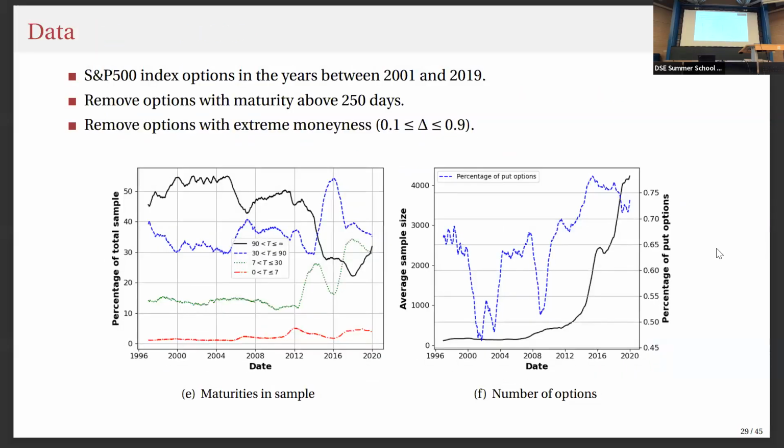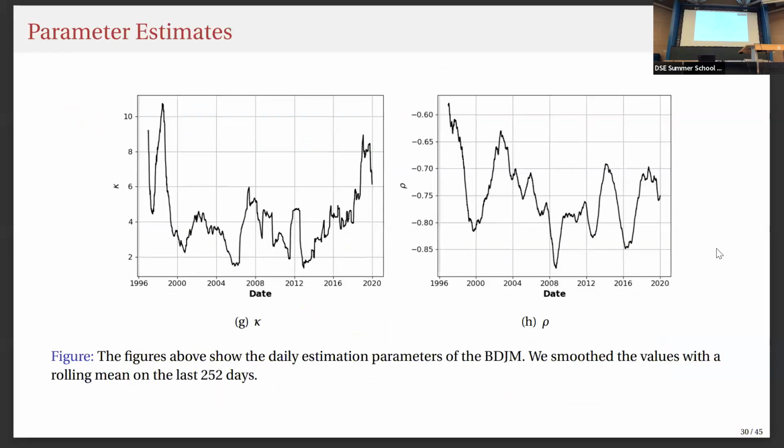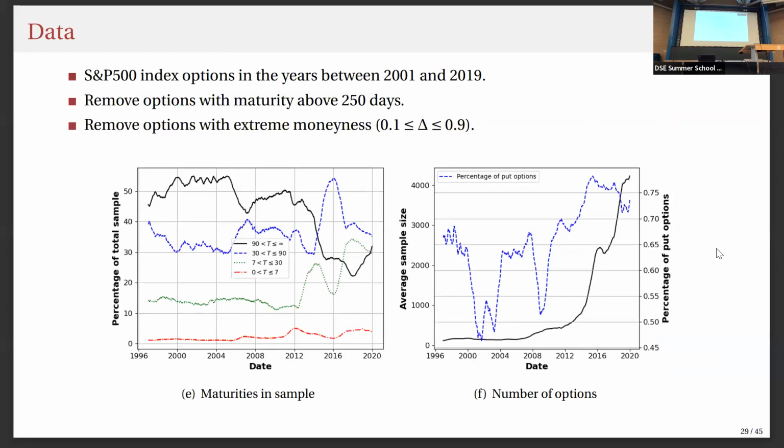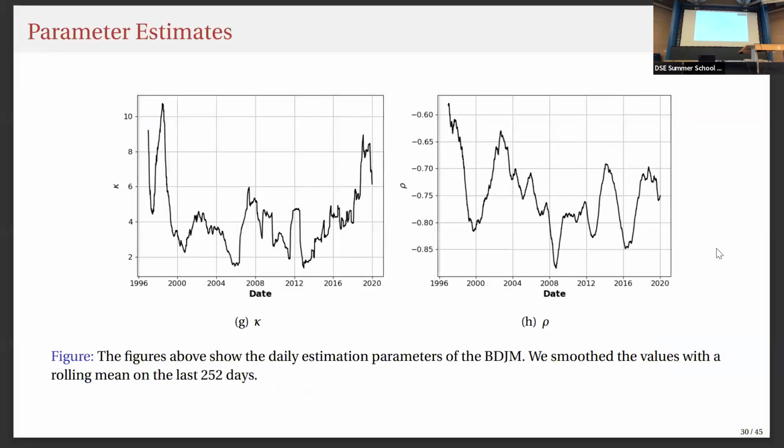Okay, so this is what the data looks like. Not that interesting per se, but here's how we're going to apply it to those data. Sorry, shouldn't have gone so fast. This is the distribution of the data based on the options we have available in the market at different maturities. And this is the average sample size on a particular day. Over the last 10 years, on average, we have about 4,000 options per day.